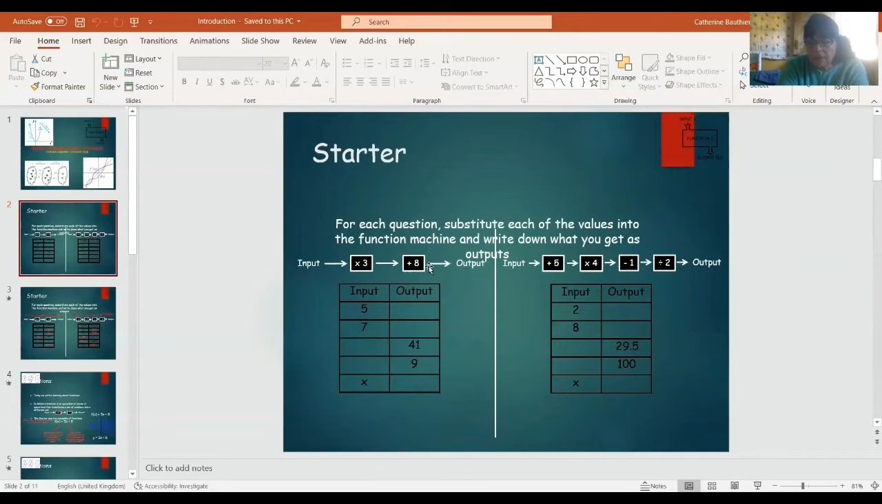The opposite of plus is minus. The opposite of times is divide. So 41 take away 8 will be 33, right? You take away 1 to get to 40, and then another 7, you get to 33. Then you need to say 33 divided by 3 will give you 11.